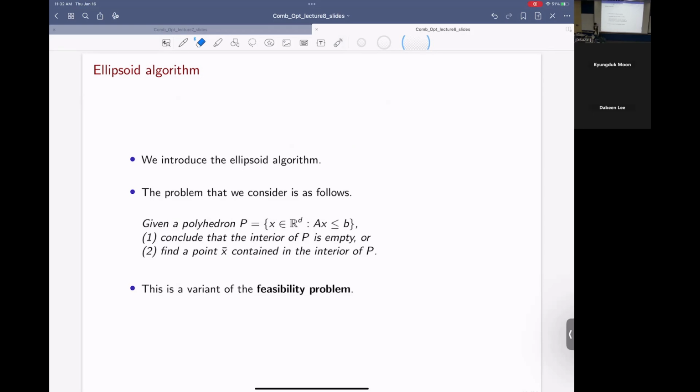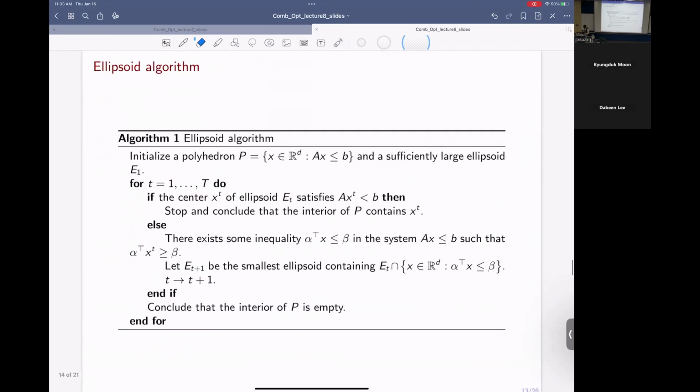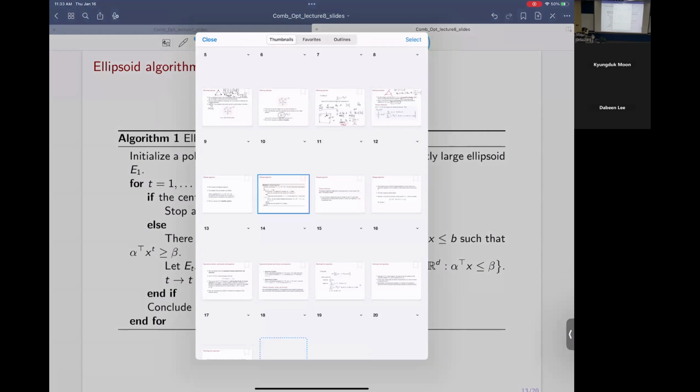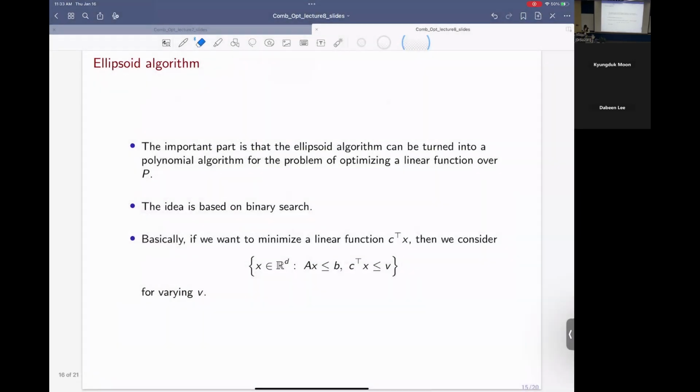For some problems, finding a feasible solution is too easy. Like for the matching, you can just take the zero vector. That's always feasible. But in fact, from the complexity perspective, the feasibility problem and the optimization problem are equivalent for linear programming. And let me explain that first here.